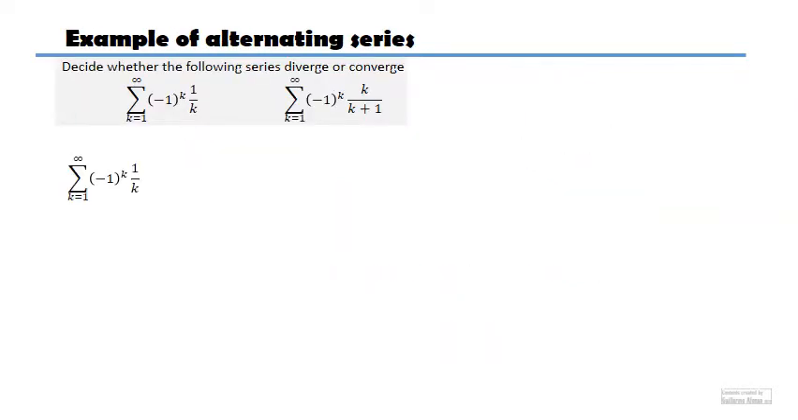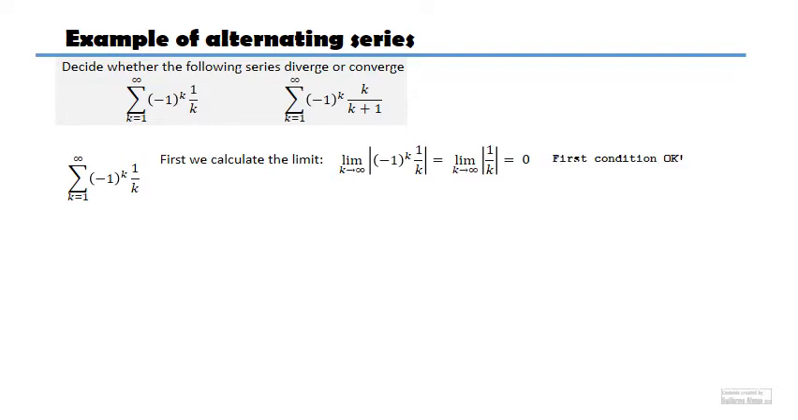Let's do the first one first. Again, we calculate the limit of the absolute value. Because it's the absolute value, the (-1) to the power of k, which just keeps changing from minus 1 to plus 1 to minus 1 to plus 1, I can get rid of it. I can just write this like this. And this limit goes to 0. So the first condition is okay.